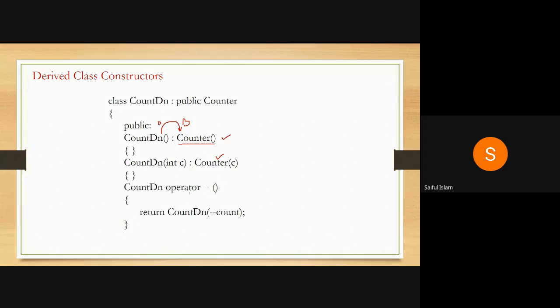Then you have countdown operator minus minus, return countdown, and it's similar to the previous example. So this way, what we are doing is creating a constructor because I do not have any member function in my derived class. I need to initialize the member data of a base class. So I am passing control to the base class. The constructor of the base class is invoked.